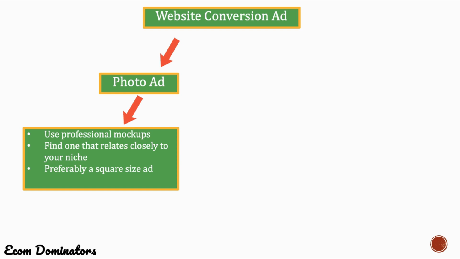But what I want you to go out to do is actually find one that relates closely to your niche. What do I mean by that? If you're selling a dog t-shirt, you want to find maybe a girl that's walking her dog in the picture. Or if you're in the coffee niche, you want to find a guy that's drinking coffee, with the t-shirt that you're trying to sell. So that will resonate more with your audience than simply a plain mock-up.